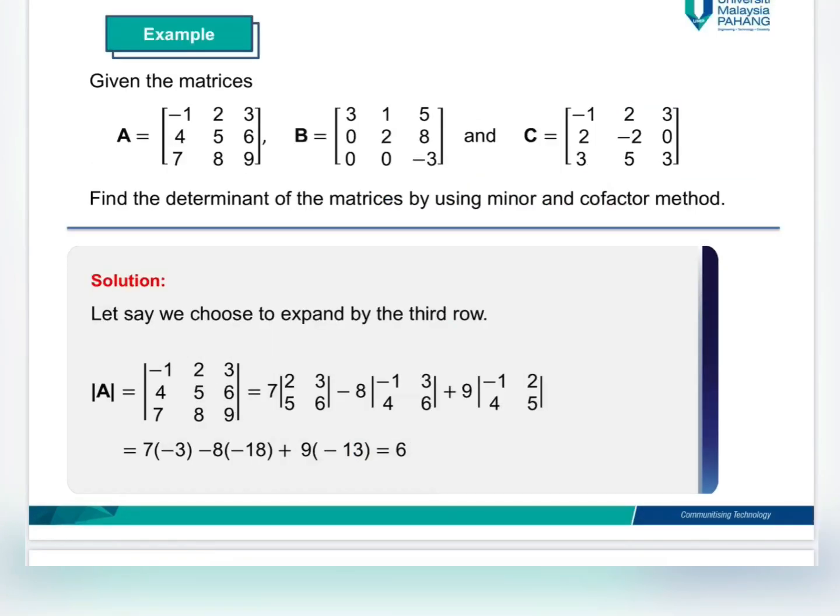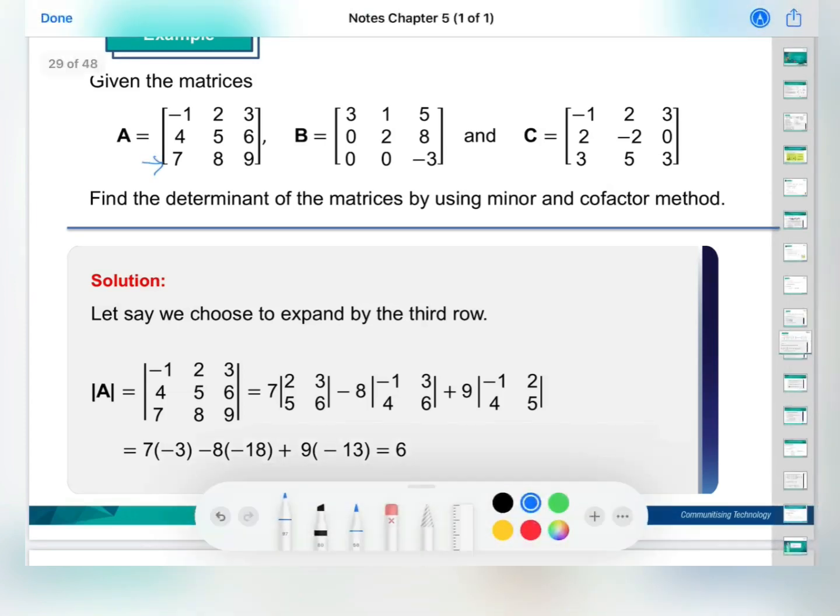Okay, so this is the next example. Again, it asks you to find the determinant of matrices by using the minor and cofactor method. Let's say we choose to expand by the third row. You can use any row to do this minor and cofactor. For the example just now, we expanded by the first row, and in this example, we expand by the third row. The third row is 7, 8, and 9, that's why you have 7 here, 8 here, and 9 here.